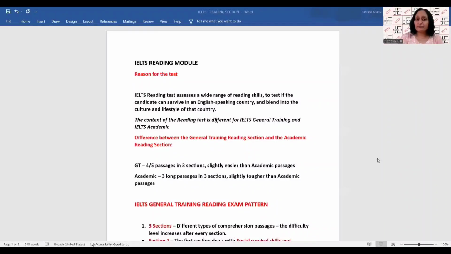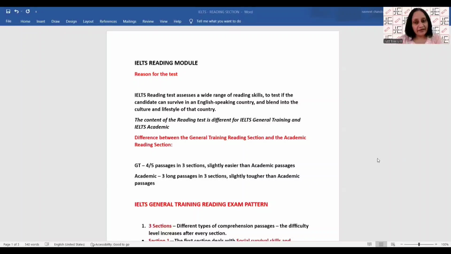Now, the IELTS reading module, firstly, what's the reason for this test? What's the reason for the reading section or the comprehension part? Why is it required? It is required because the examiner wants to see whether all the students and people who want to settle abroad can handle themselves there, whether they can survive in an English speaking environment or not. So that is the main reason.